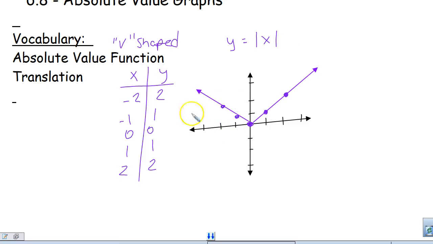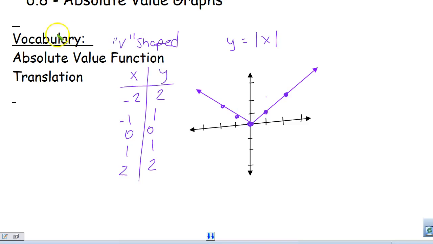Now, when you go to graph this, you don't have to make an XY table every single time. Your parent function is always going to start at 0, 0, and you're going to go up 1, over 1, up 1, over 1. Your slope is just 1. And then if we want to go to the left, you're going to go up 1, left 1, up 1, left 1. So that's what we call a parent function.